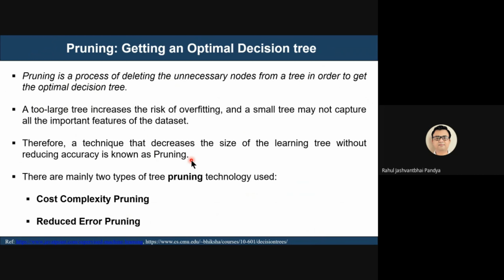We try to cut down some of the nodes or some of the sub branches which are not of any use. That method is called pruning. So the formal definition is a technique that decreases the size of the learning tree without reducing the accuracy, known as pruning. There are two major types of pruning methods, such as cost complexity pruning and reduced error pruning, right?